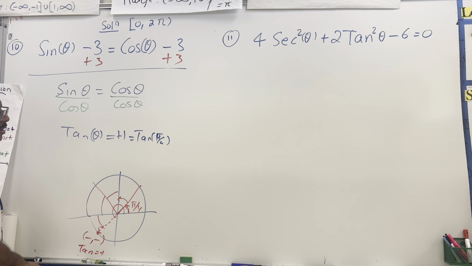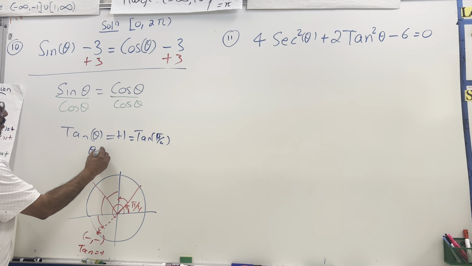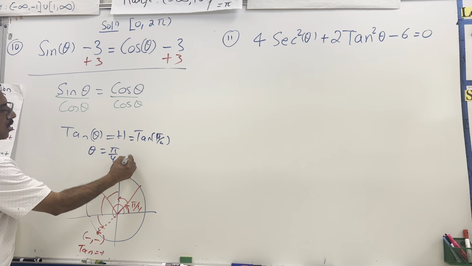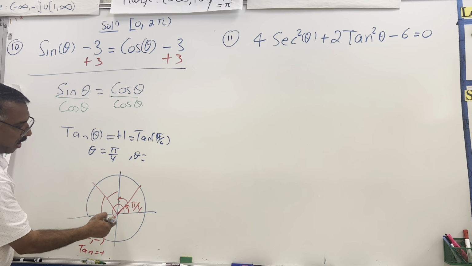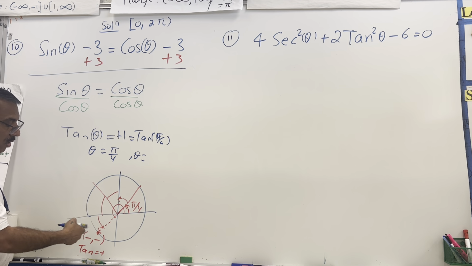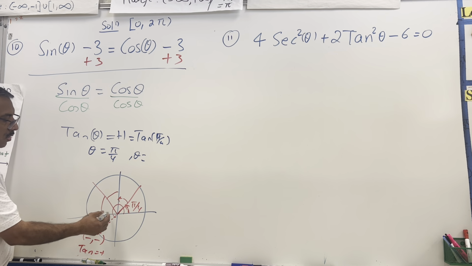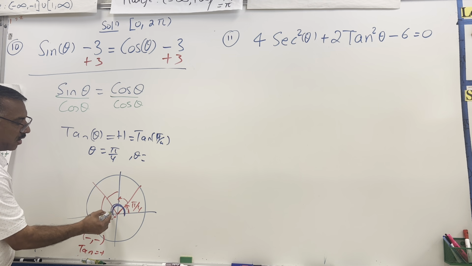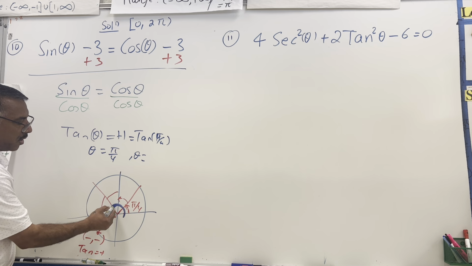There you are done. So one of the answers, theta, is pi by 4, and the other answer theta is, you're adding 1, 2, 3, 4. You need to reach the fourth quadrant. So there are 4 pi by 4s right here. See, this semicircle is pi by 4.